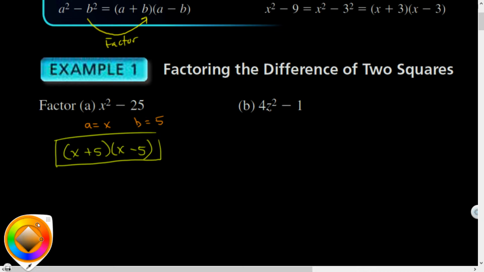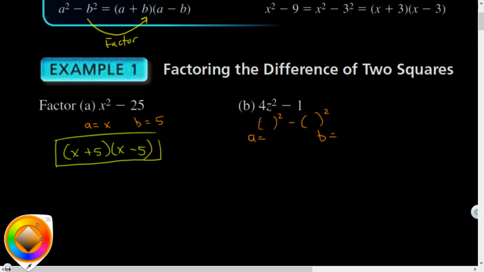All right, let's look at this next one. Now the question is, what is a and what is b? In this case, I want to think about what squared, minus what squared. So what thing squared gives me 4?